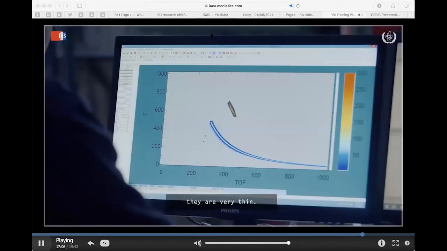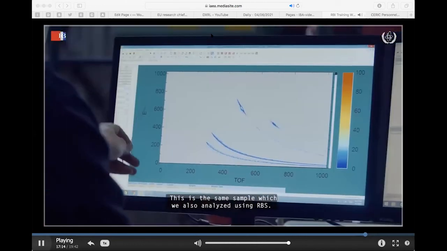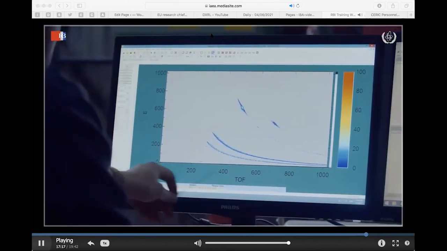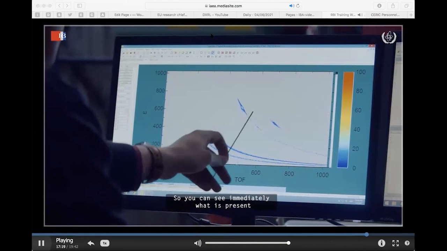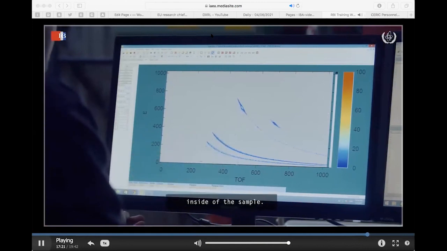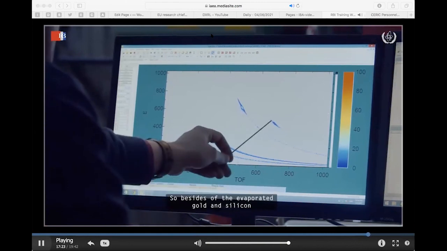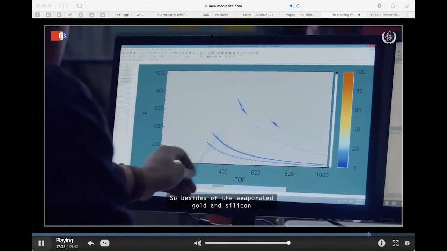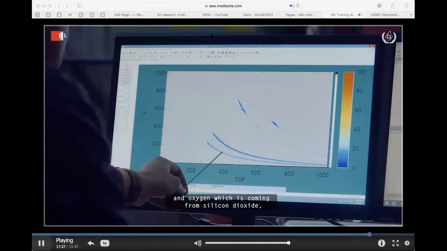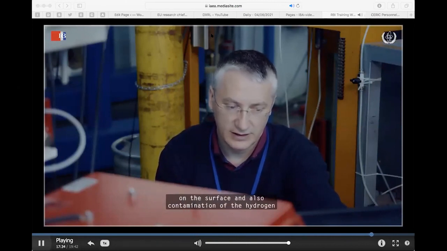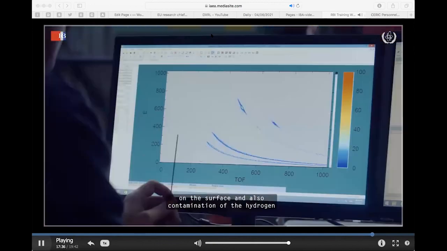Now we move to the second sample, which is a thin layer of gold evaporated on silicon dioxide. This is the same sample which we also analyzed using Rutherford backscattering. So you can see immediately what is present inside of the sample. Besides the evaporated gold and silicon and oxygen, which is coming from silicon dioxide, we can see that we have contamination of carbon at the surface and also contamination of hydrogen at the surface.